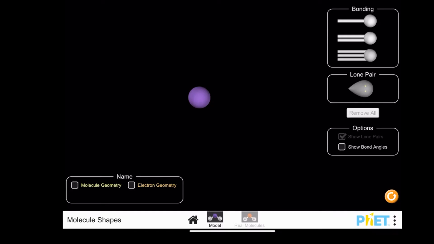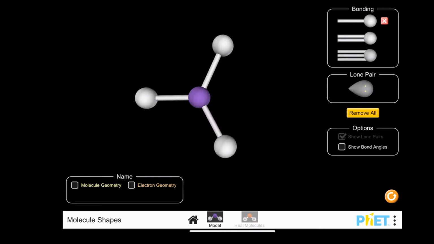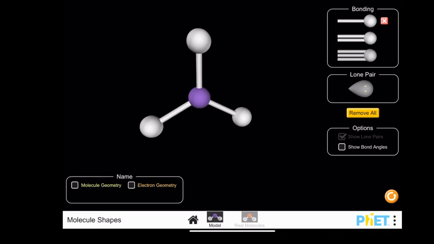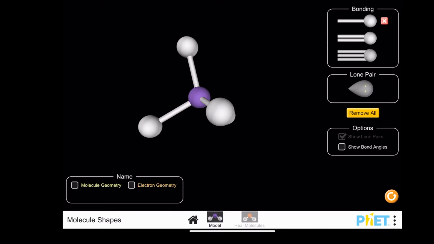Okay, so we're back in our PhET website. So I can put those 4 bonds on. There's 1, there's 2, so that's that linear geometry. And there are 3, so that's our trigonal planar geometry. There we go. Isn't that beautiful? In fact, that one kind of looks like it's sticking up in the air at us.